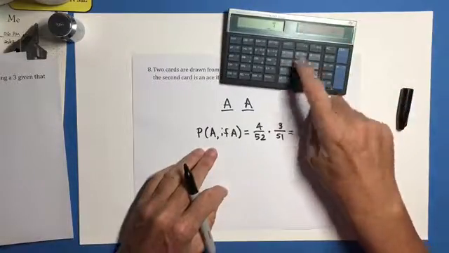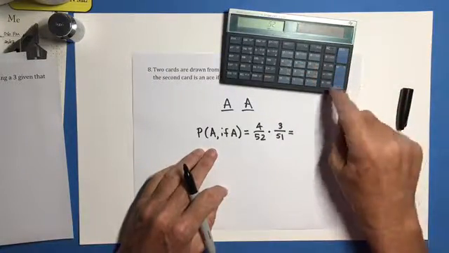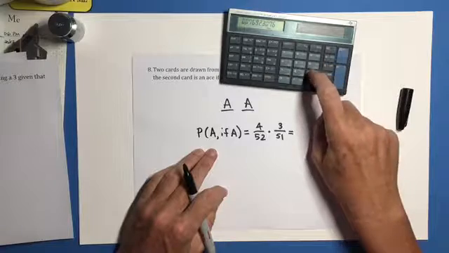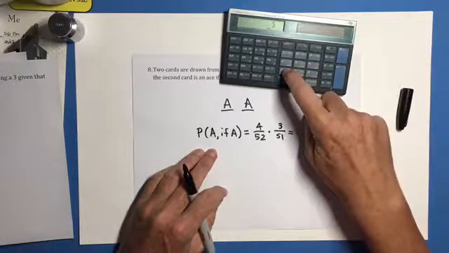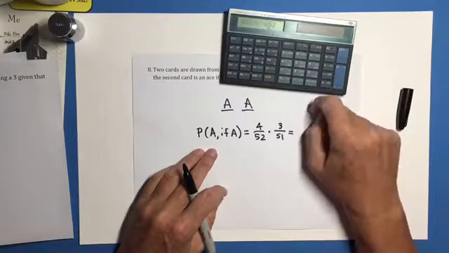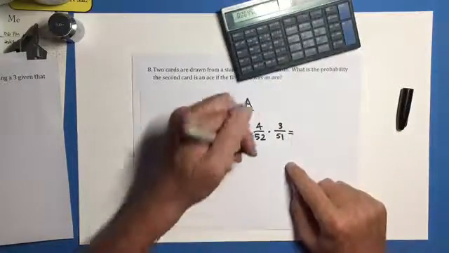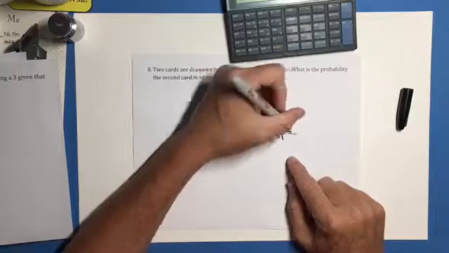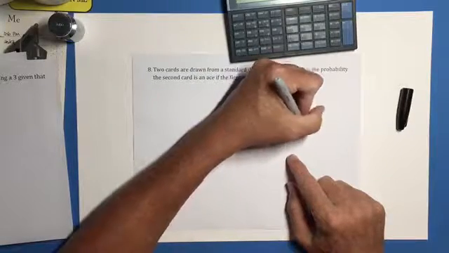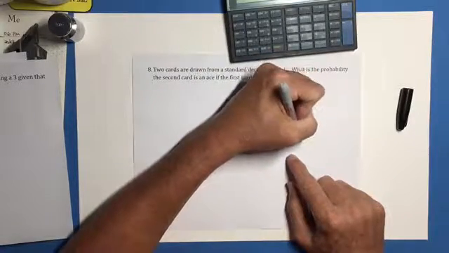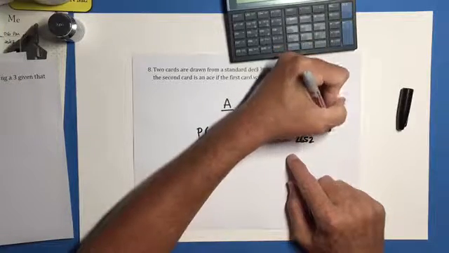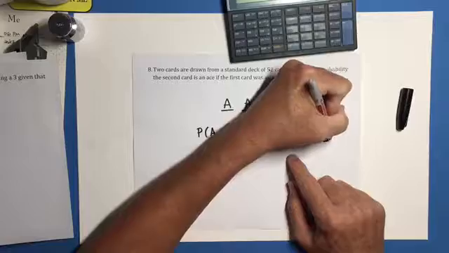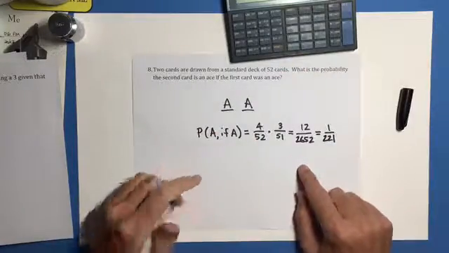So that's going to be 4 divided by 52 times 3 divided by 51, which is a big decimal. I'm not going to do that. I'm going to say that is 12 out of 2,652, or 1 out of 221. And there we go.